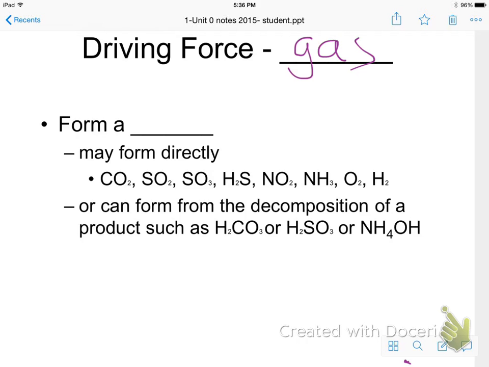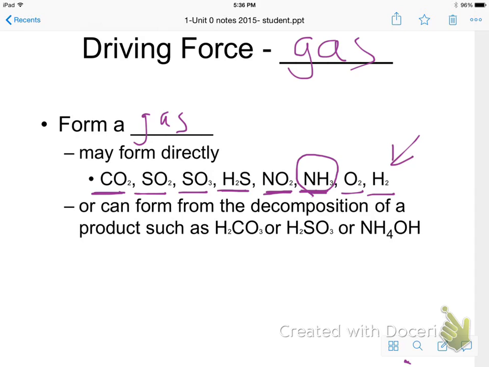Okay, so now let's talk about the driving force that's a gas. We form a gas. And what you have to recognize is there's common gases, and you need to know what all these are. So you probably recognize carbon dioxide and hydrogen and oxygen. But sulfur dioxide and sulfur trioxide are also gases. Hydrogen sulfide, the stuff that smells like rotten eggs. Nitrogen dioxide is a gas. And ammonia is a gas. And we talk about ammonia a lot. So you need to know that ammonia is NH3 and that it's a gas. So you need to know these.